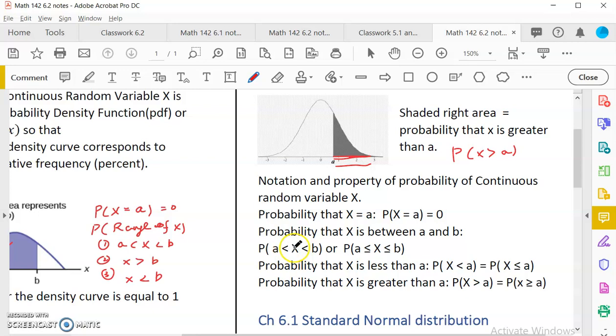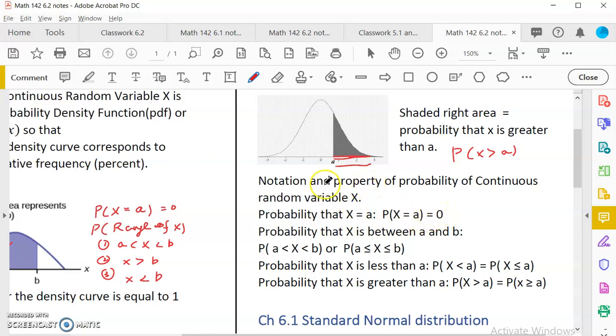It is the probability that a is less than or equal to x, which is less than or equal to b. But whether you have an equal sign or not doesn't matter, because the probability of x equal to a is 0. So you can use either one. In algebra, these two are different, right? But in statistics, they are the same. Some software uses greater than or equal to, some software uses just greater than or less than. Notice that the probability of x equal to any a is 0.